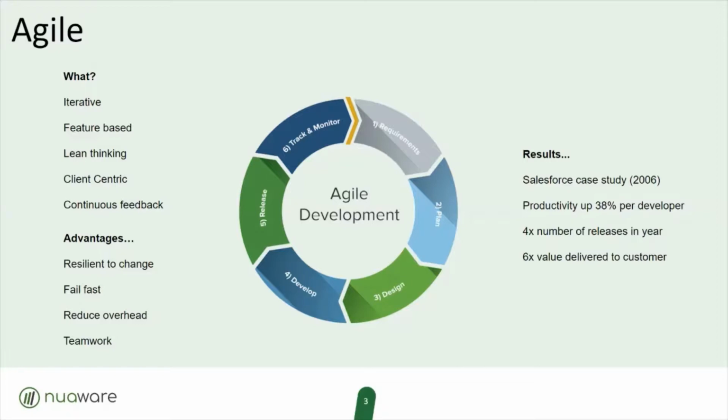They blanket adopted an agile way of working across the organization at the end of 2006, and they were able to achieve the following results. Productivity was up almost 40% per developer. In 2007, they had 4 major releases as opposed to the 1 in 2006. So they were able to deliver that functionality much more regularly to customers. As a result, they deemed that they were delivering the customer 6 times more value than the previous year.